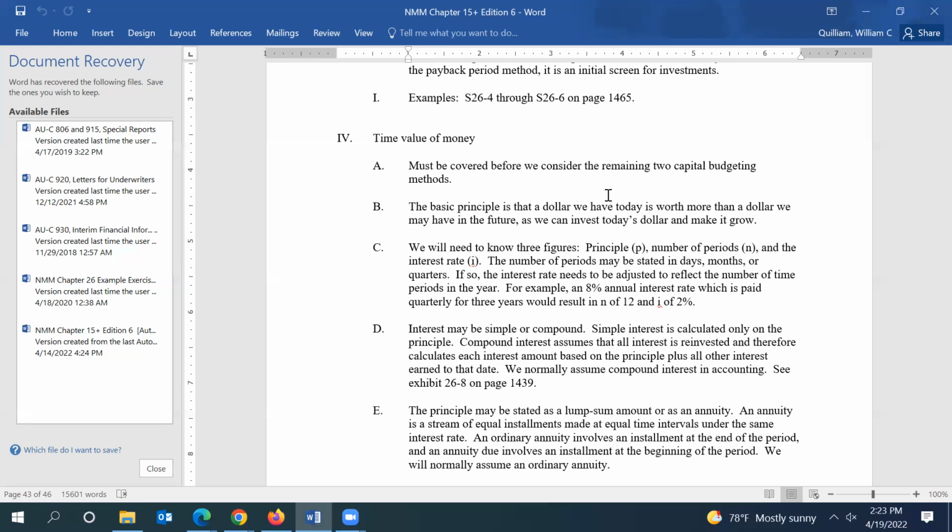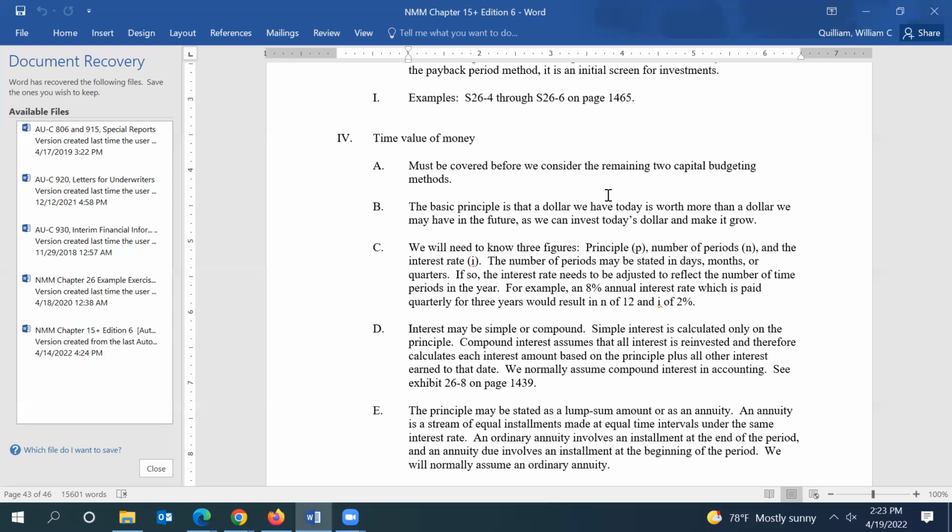Now in D, interest may be simple or compound. Well, simple interest is calculated only on the principal. We don't add back any interest earned to earn interest on that. And simple interest is not very common.